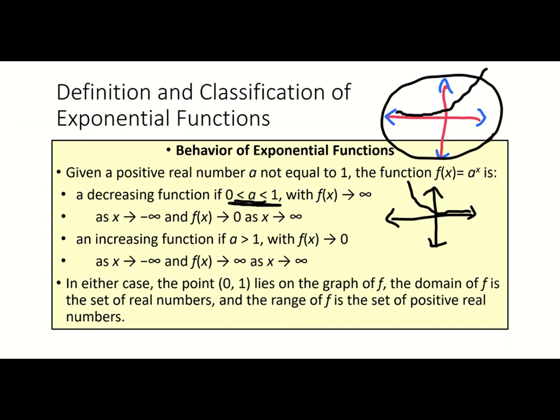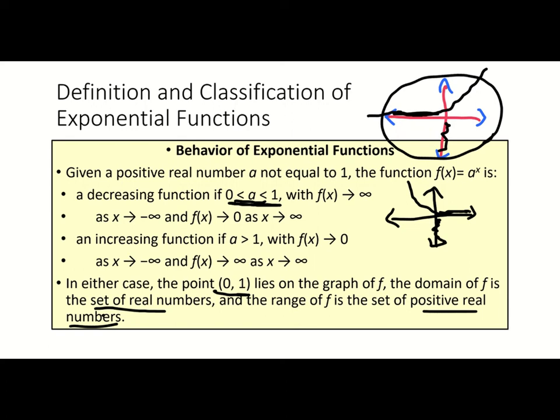In either case, the point (0, 1) lies on the graph, and the domain is the set of real numbers, and the range is the set of positive real numbers. Because if you notice with both of these graphs, and again, my drawings are bad, the line is going to ride right along that x-axis, but it will never cross over the x-axis. So you'll never have any negative y values in there. It's always going to ride right along that x-axis.